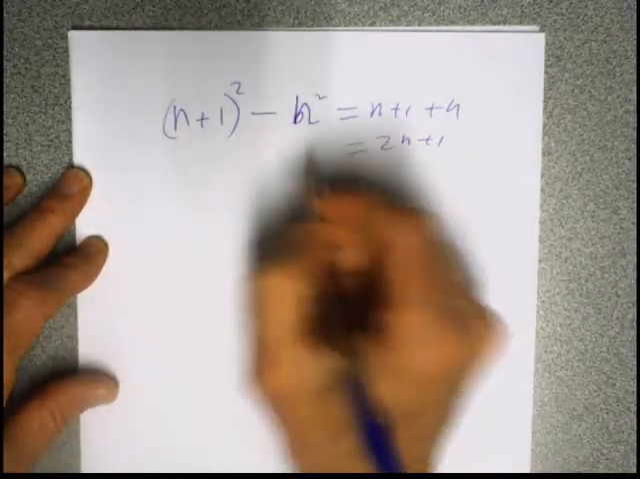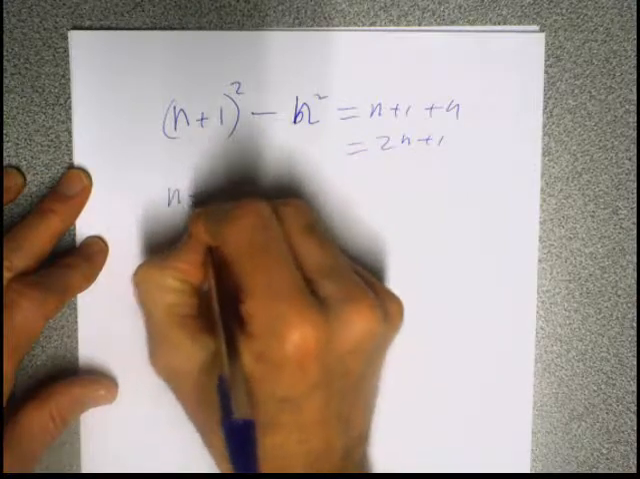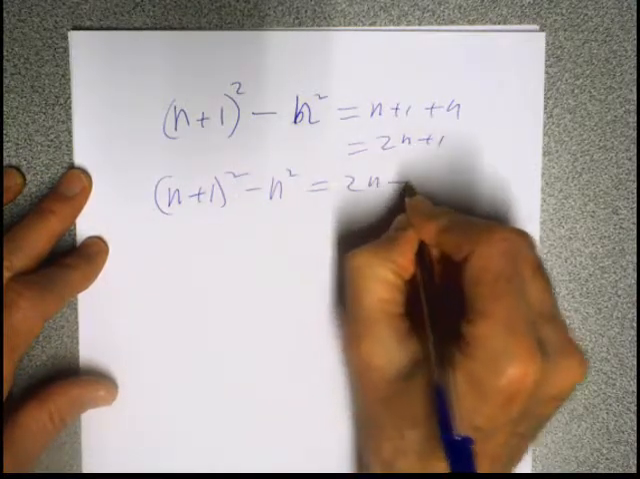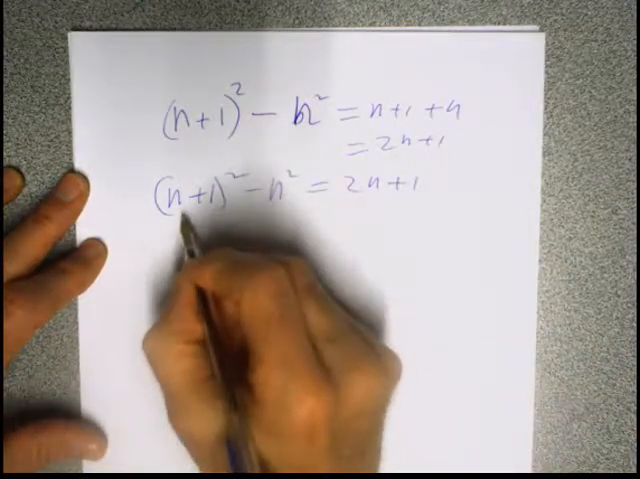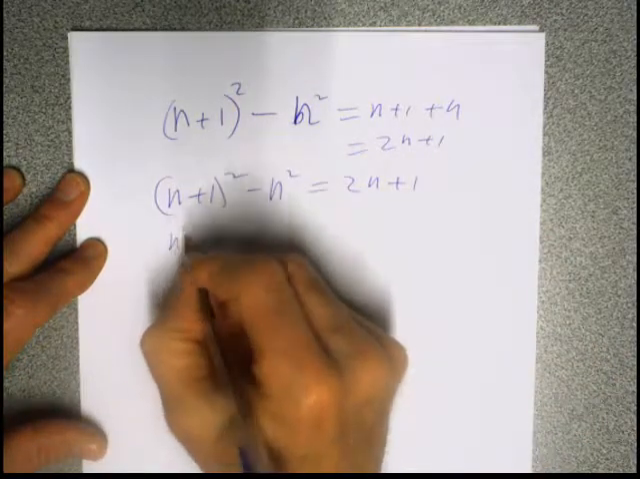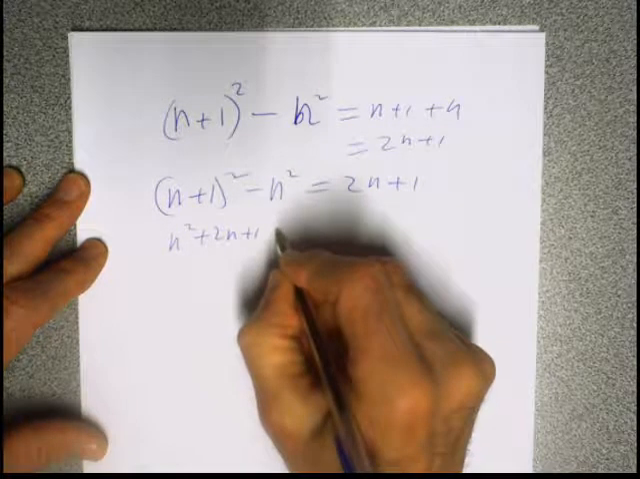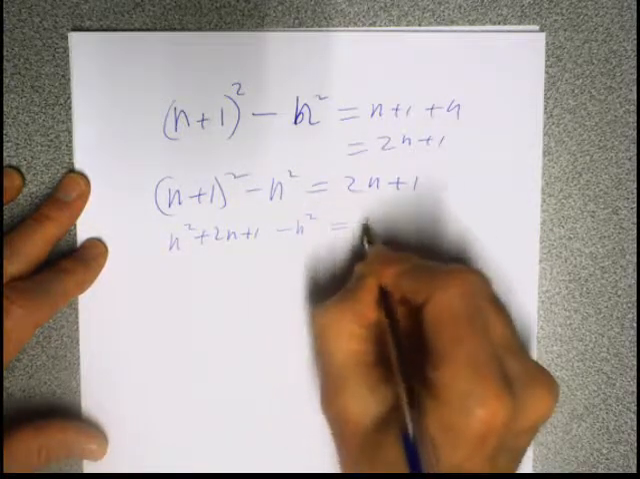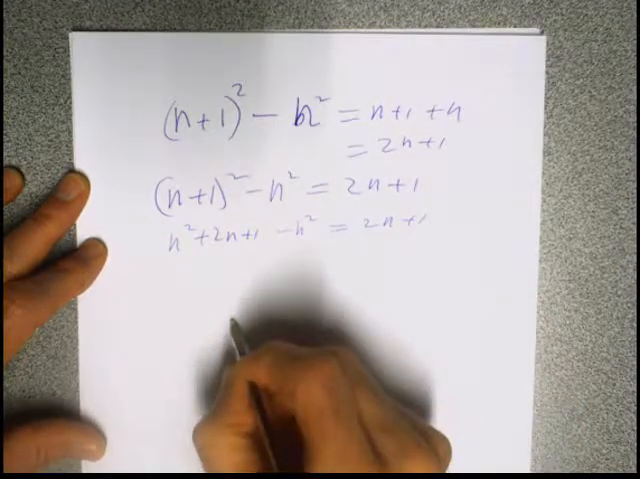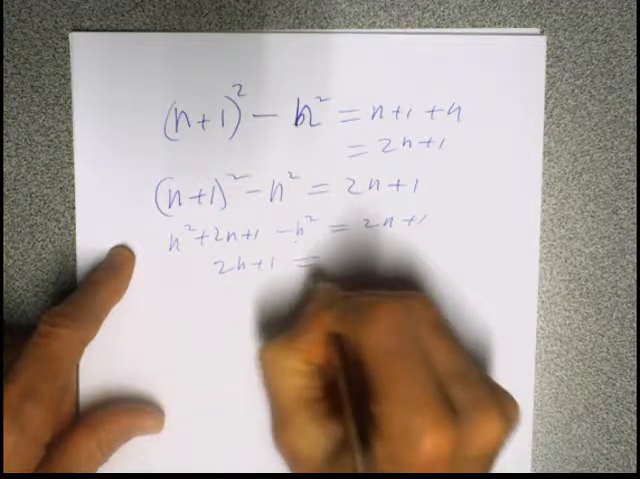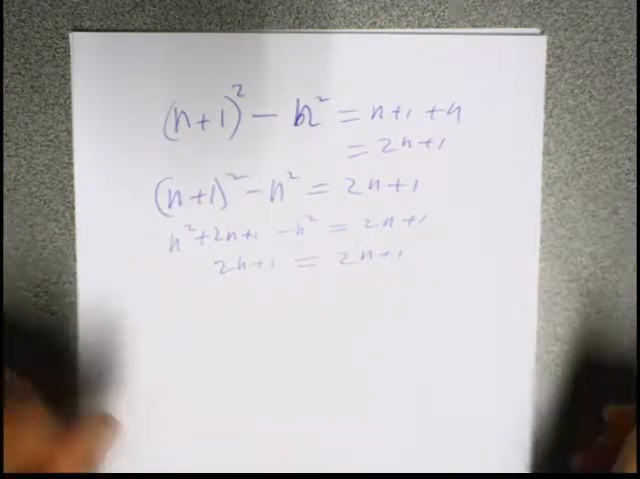If you assume that's true, n plus 1 squared minus n squared equals 2n plus 1, then when you square this out, you get n squared plus 2n plus 1 minus n squared equals 2n plus 1. The n squareds cancel here, and you get 2n plus 1 equals 2n plus 1. Therefore, it must be true.